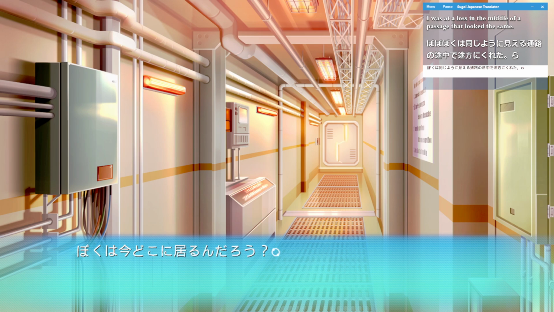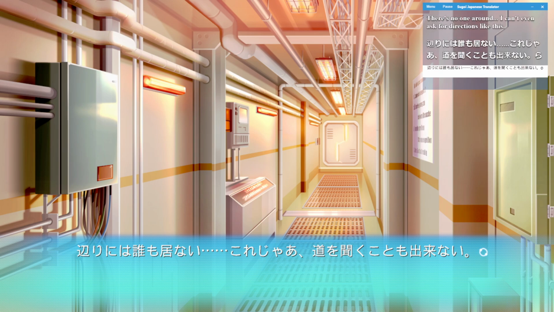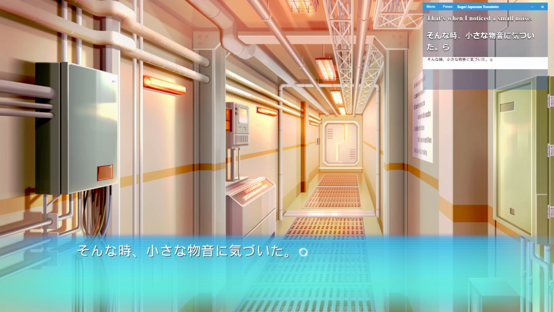Well, what you should do, if you remember what you're supposed to do, is ask Sora. But you don't know that Sora can come running from anywhere, so... Where am I now? You wouldn't know to do that. You'll learn. There's no one around. I can't even ask for directions like this. Would you accidentally run into Tsugumi again? That's when I noticed a small noise. Oh, you ran into Chammy. Oh no.